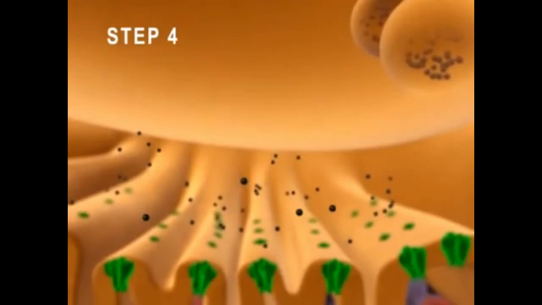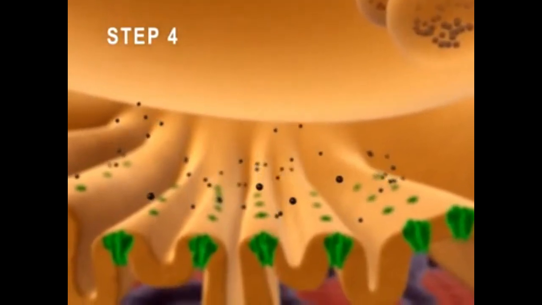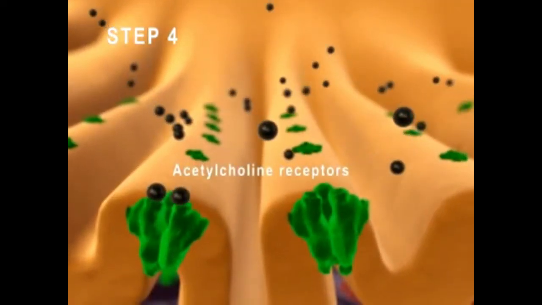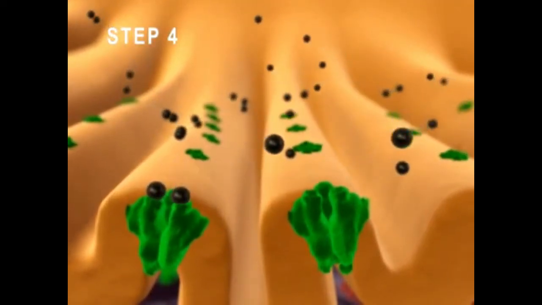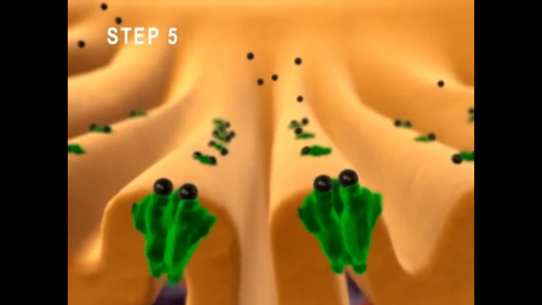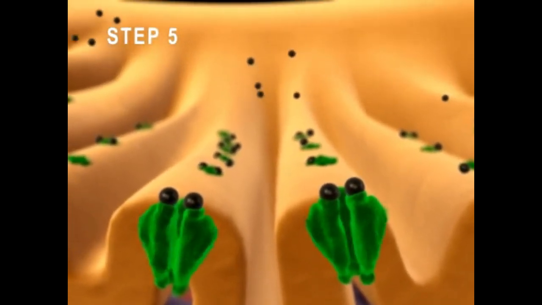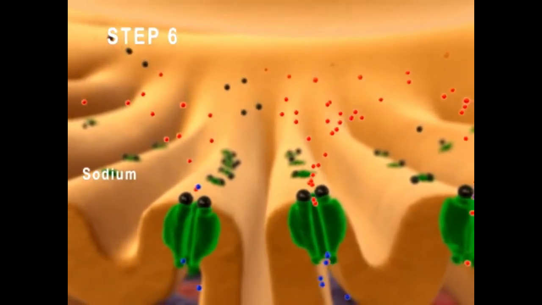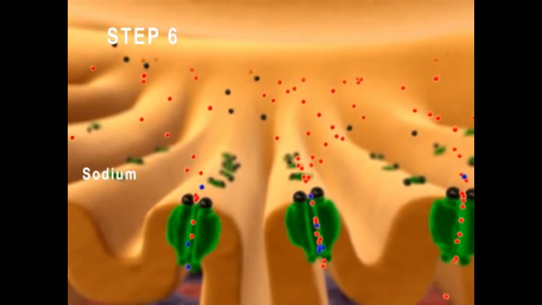Step 4. After being released from the vesicles, acetylcholine binds with the nicotinic receptors present in the postsynaptic membrane and forms acetylcholine receptor complex. Step 5. Formation of this complex opens the ligand-gated channels. Step 6. From synaptic cleft, sodium enters into the muscle's membrane.